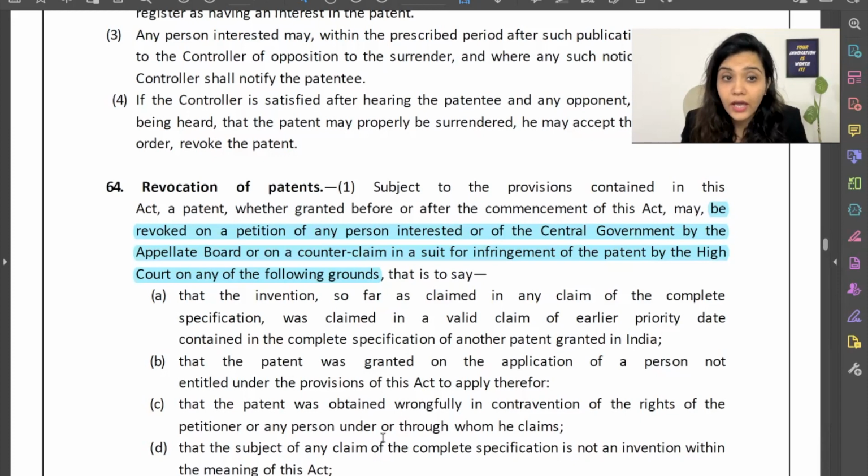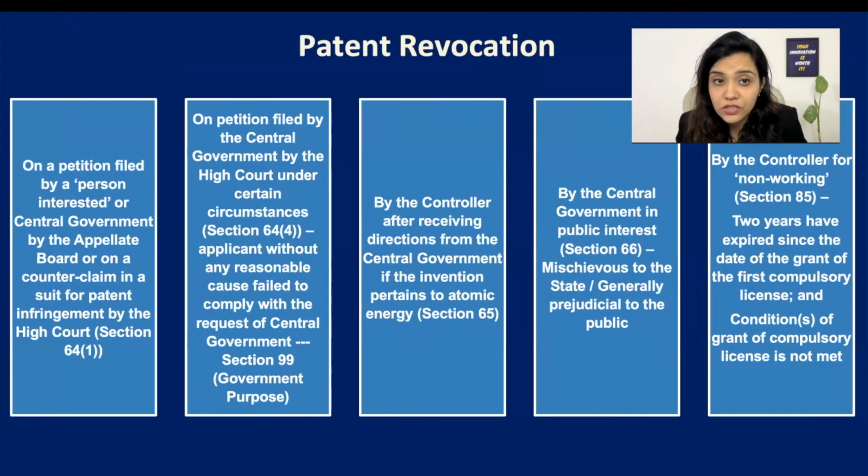So this is the scenario which is explained in section 64. First was section 64(1), where we have these 3 points. Then we have section 64(4), that on a petition filed by the central government in the High Court, under certain circumstances, the applicant without any reasonable cause failed to comply with the request of the central government.